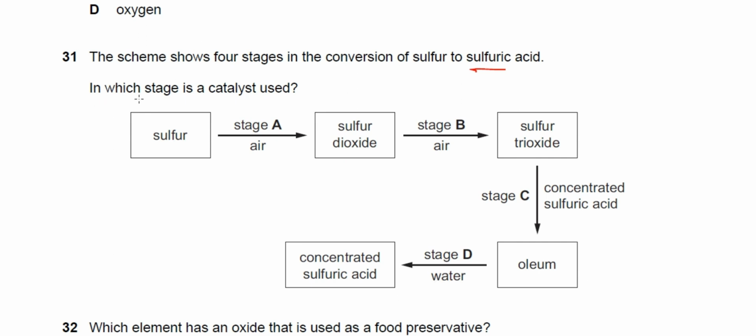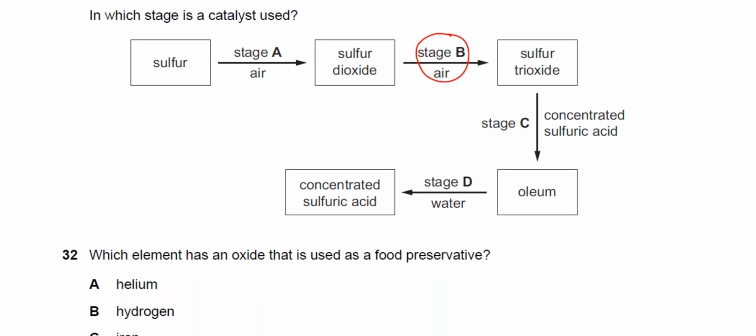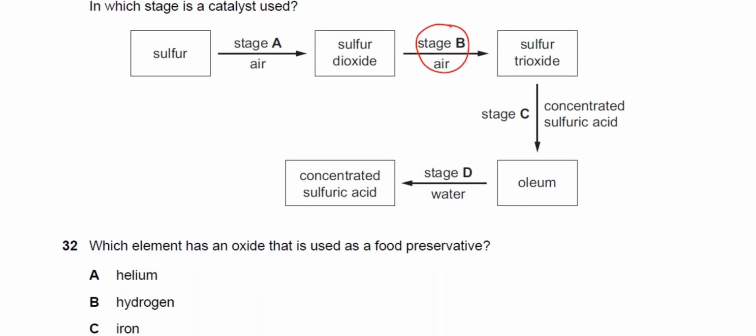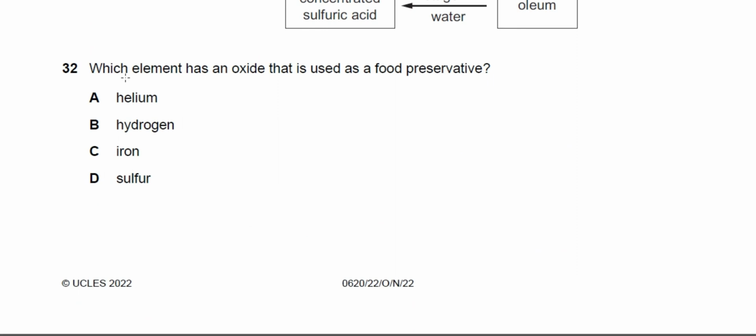So the question is, in which stage do we use the catalyst? We use it in stage B, converting sulfur dioxide into sulfur trioxide. So yes, vanadium(V) oxide is the catalyst. Good. Question 32: which element has an oxide that is used as a food preservative?